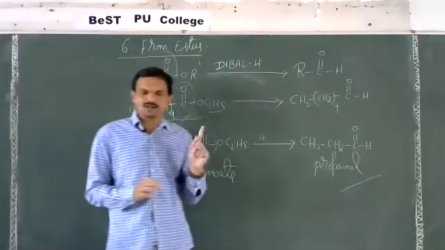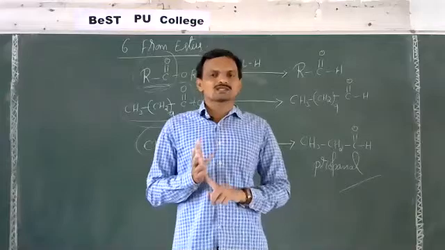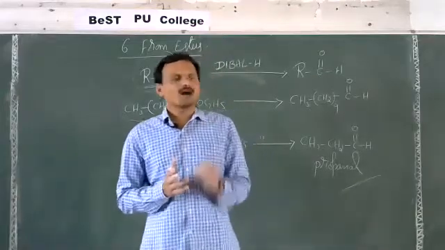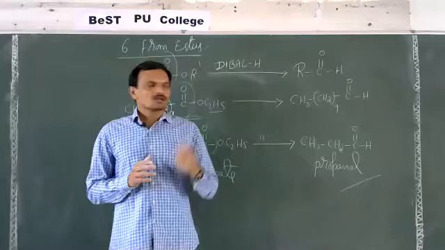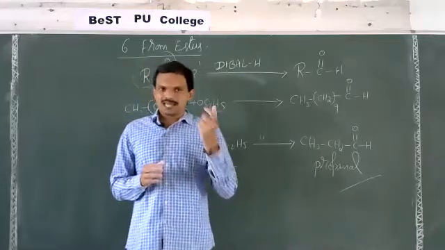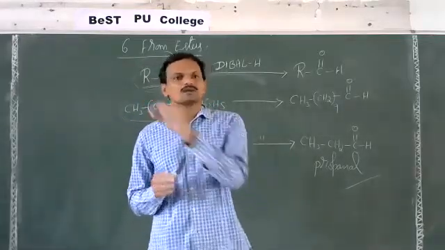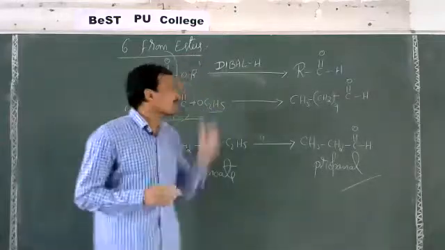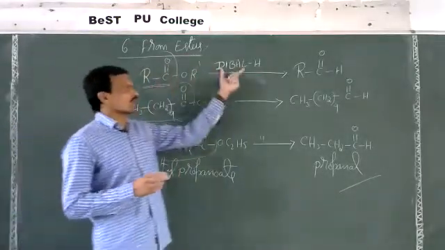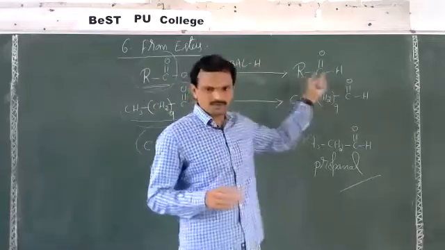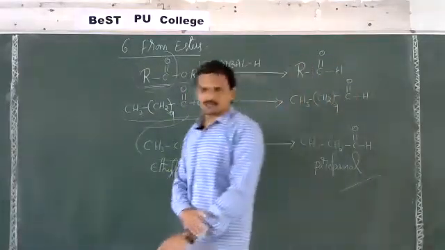So nitriles on reduction with either SnCl2 plus HCl, nothing but a Stephen reduction, or by reduction with DIBAL-H gives aldehydes. Whereas this nitrile on reaction with the Grignard reagent followed by hydrolysis can give ketones. Okay, and sixth one is from ester. Reduction of ester with DIBAL-H gives aldehydes. So this is the preparation of aliphatic aldehydes and ketones.